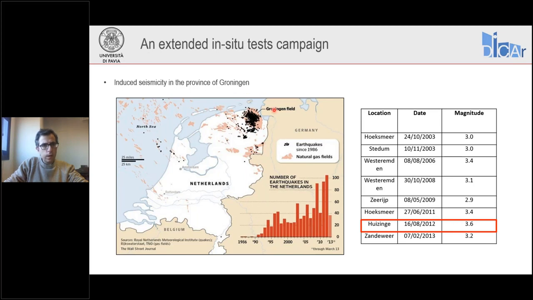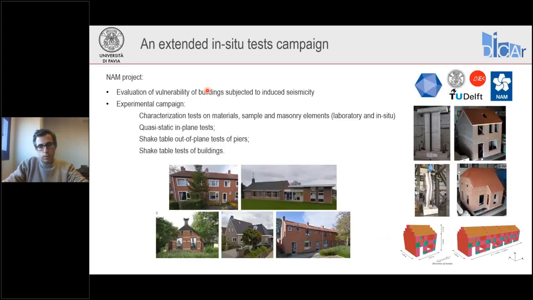What happened was that in this area of the Netherlands, the building stock was mainly made of unreinforced masonry buildings, which have not been designed to withstand earthquakes, because natural seismicity is not an issue in that area. But a series of earthquakes happened due to these gas extractions. Luckily, the magnitude was quite reduced, but these buildings were somehow vulnerable to this seismicity. So there has been a huge project dedicated to the study of the vulnerability of these buildings.